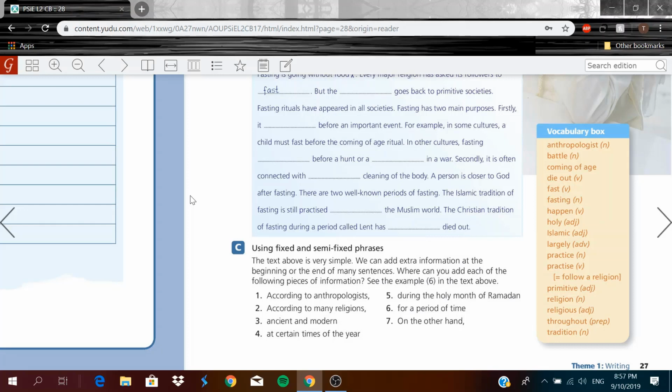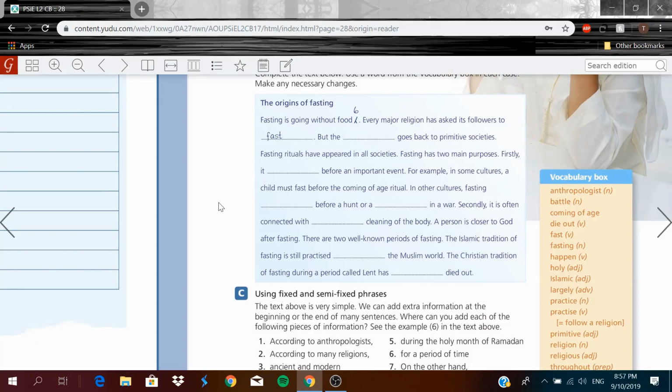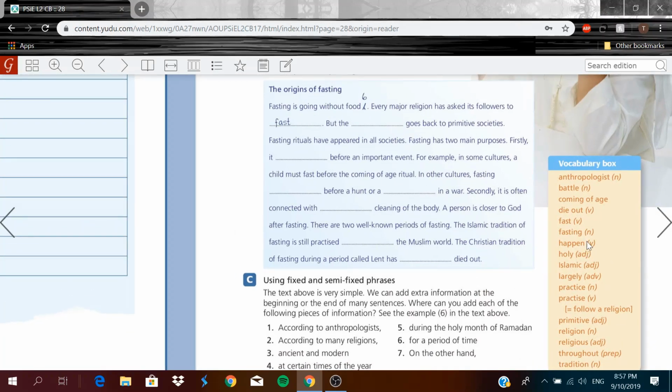It's something that's traditional, that goes on yearly, okay? But the tradition goes back to primitive societies. Fasting rituals have appeared in all societies. Fasting has two main purposes. Firstly, and what can we say? That's correct. We can say happens, right? Again, we'll add an S. Happens before an important event.